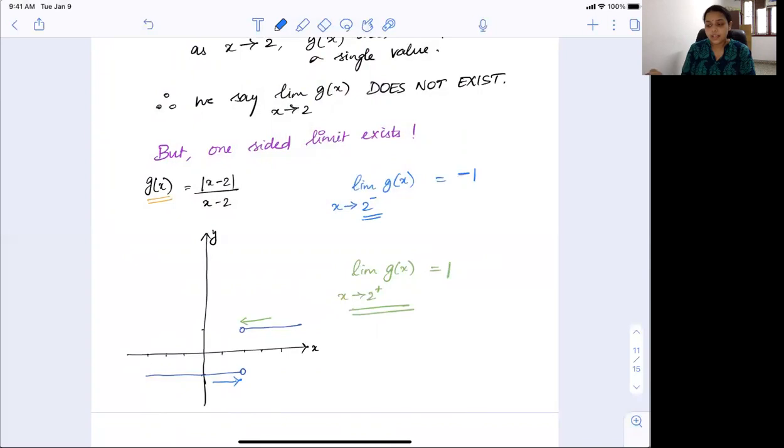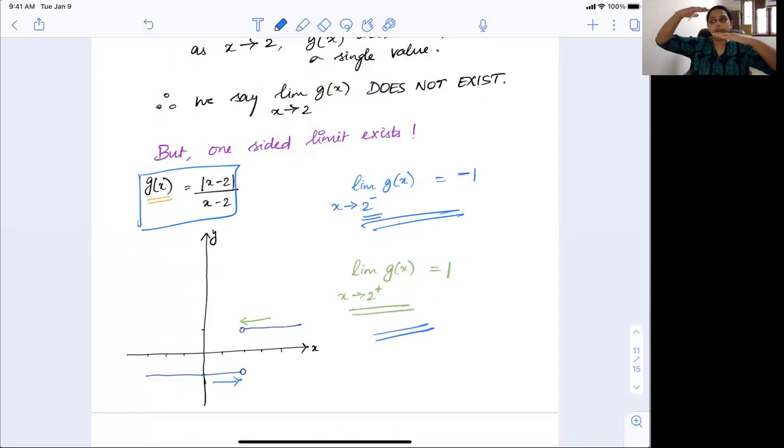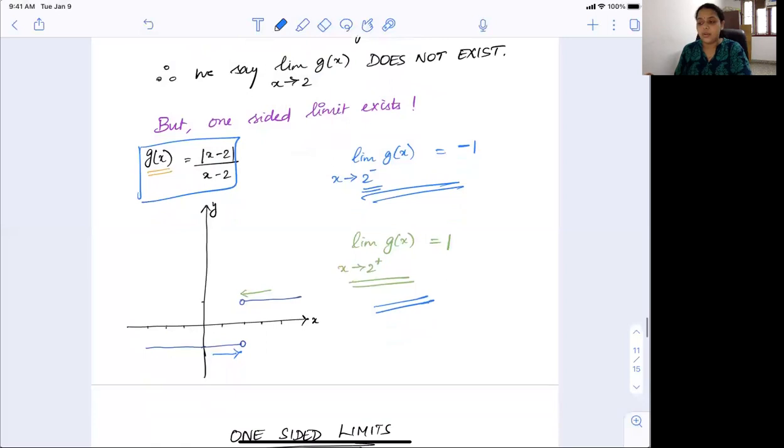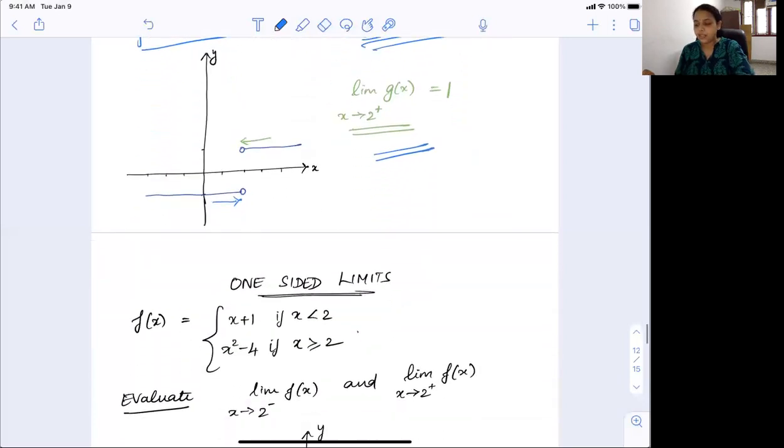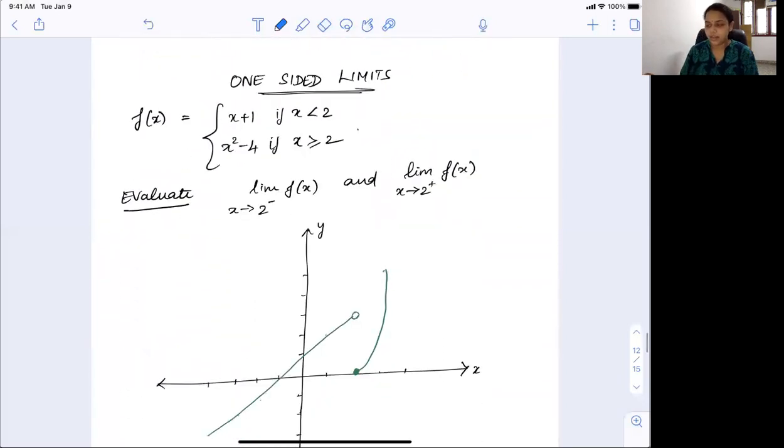So in this particular example, when I give you g of x and I give you these results, it's easier for you to visualize how the function is going to look at or around the point x is equal to 2. So that's where one-sided limits come in. Let's see another example here.